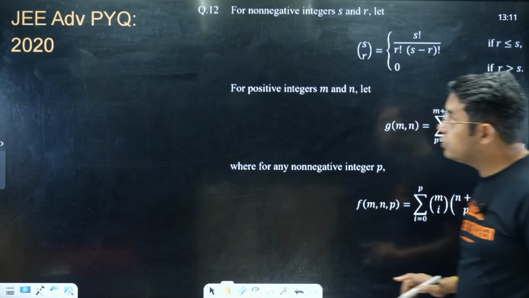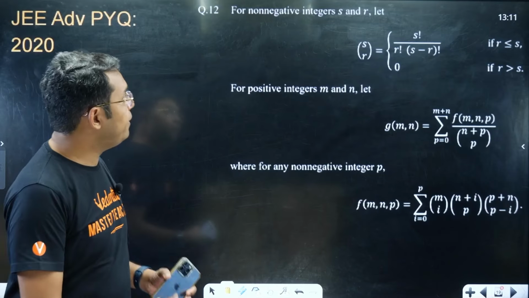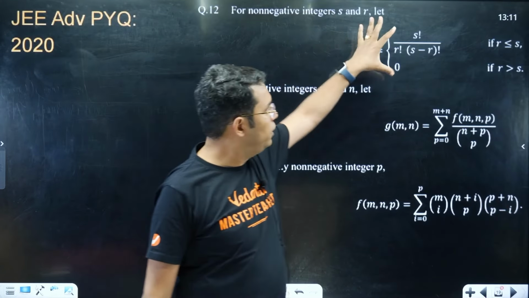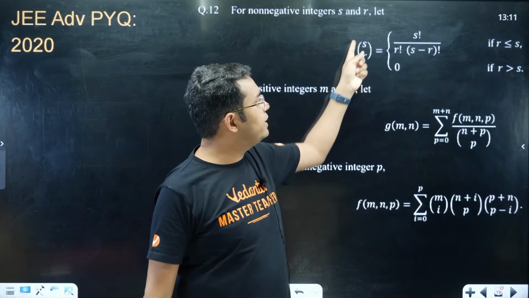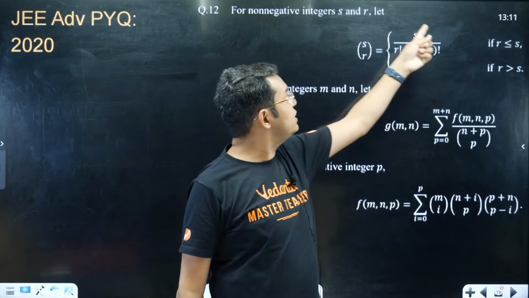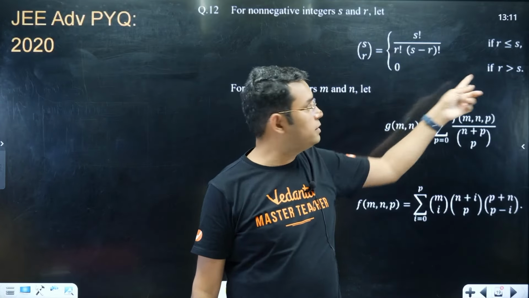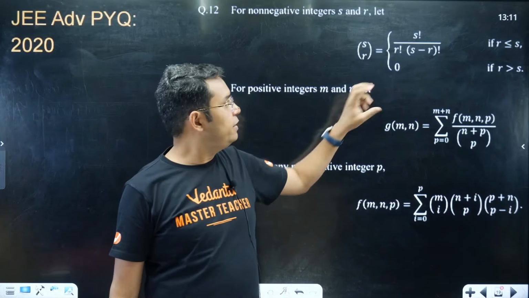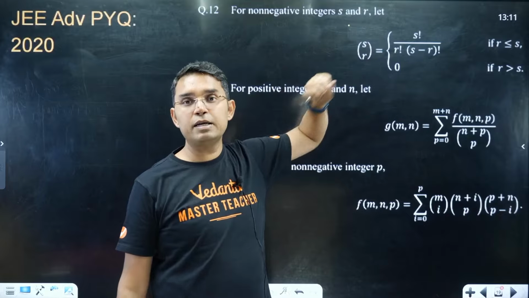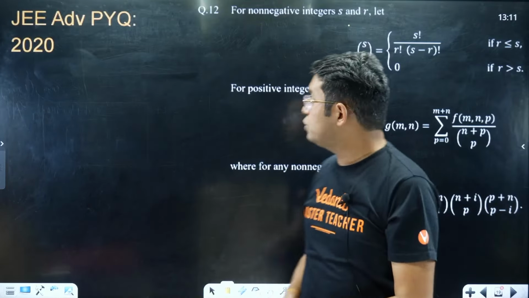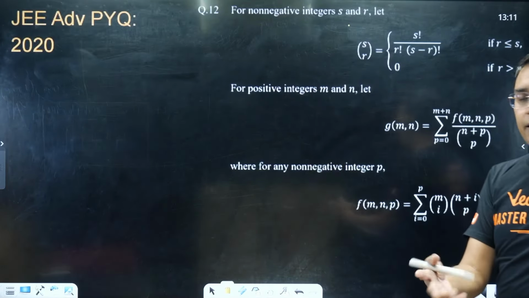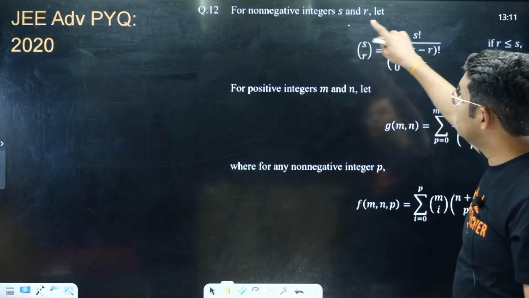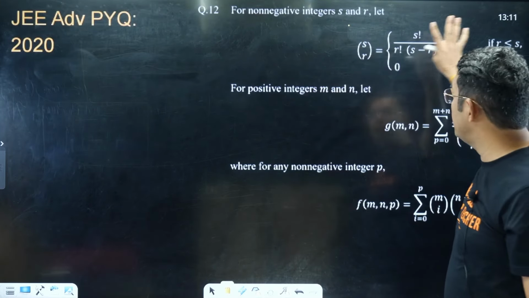Now this question, this was 2020, good question. Here first they have defined SCR, NCR, and you can see whenever R is less than or equal to S, it is given by this expression, and if it is greater than S, this is equal to 0. The same thing which I was talking about there, that whenever you feel that some terms are coming which are not relevant because in NCR, R becomes more than N, it will be just 0. Okay, so they are giving R and S as non-negative integers, so they have taken care of everything.